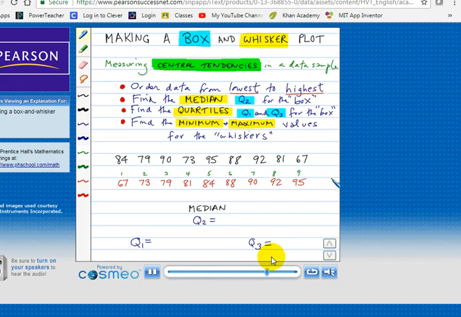Now, the first number of 5 that we're going to determine here is the median, which is called Q2 because it is the second quarter. It's the point at which there are as many data points above as there are below. If we notice that there are 9 data points here, the fifth one here is 84. Notice that there are 4 data points below and 4 data points above, so that the median, or Q2, is 84.